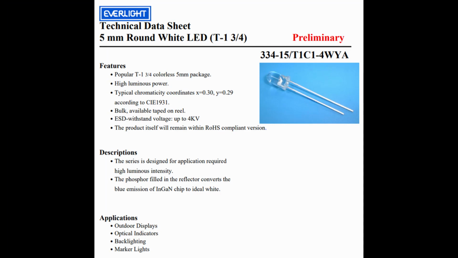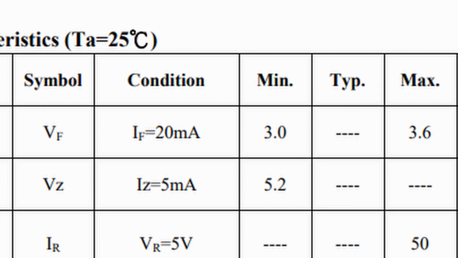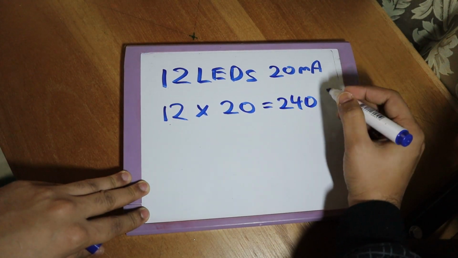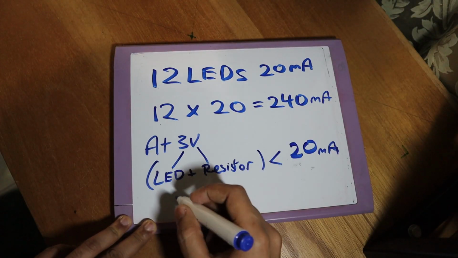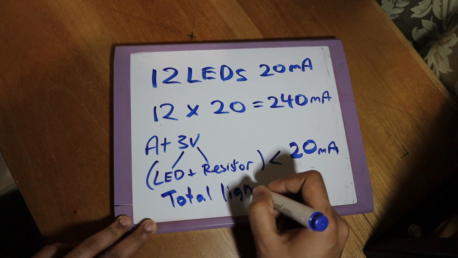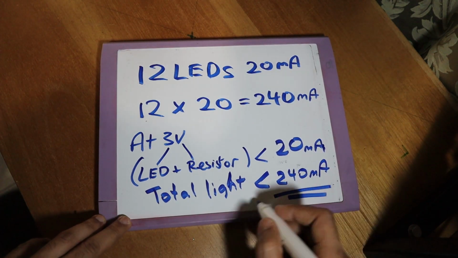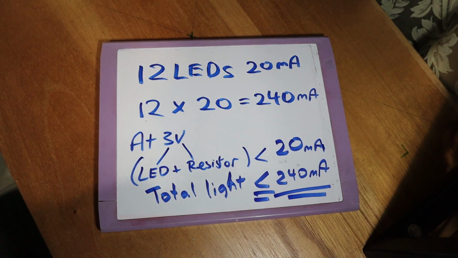These are 5mm wide LEDs rated at 3 volts 20 milliamps, which means I'm going to need around 240 milliamps to power these at their brightest. But if I supply them with 3 volts, the current draw would be lower due to that 22 ohm protection resistor. Let me not waste any time and start switching these out.